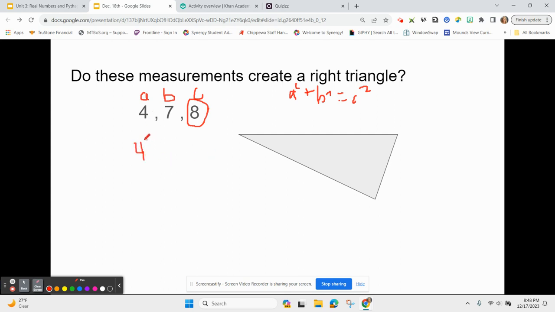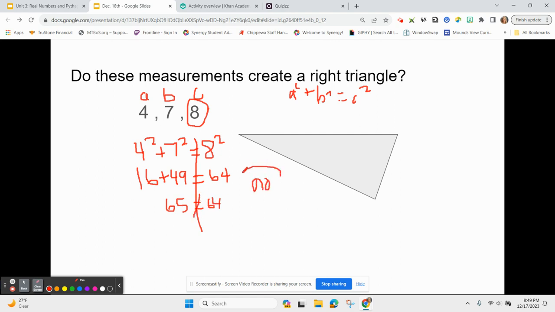So I'm going to say, does 4 squared plus 7 squared equal my hypotenuse, 8 squared? And just by taking a quick peek here, I can see that 16 plus 49 should equal 64. So pretty quickly you can acknowledge that 49 plus 16 is what, 65, which is super close, but it is not equal to 64. So my answer on this one would be these are not equal. No, it does not make a right triangle.